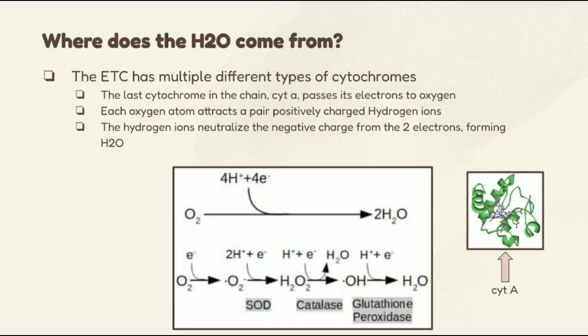Delving deeper, where does the wastewater come from? Well, the ETC uses cytochromes, which are redox-active proteins that contain heme and assist in electron transport. One of the cytochromes, side A, passes its 2 electrons to oxygen, which we know to be extremely electronegative. Each oxygen atom attracts a pair of positive hydrogen ions, neutralizing the negative charge of the 2 electrons and binding to form H2O, also known as water.